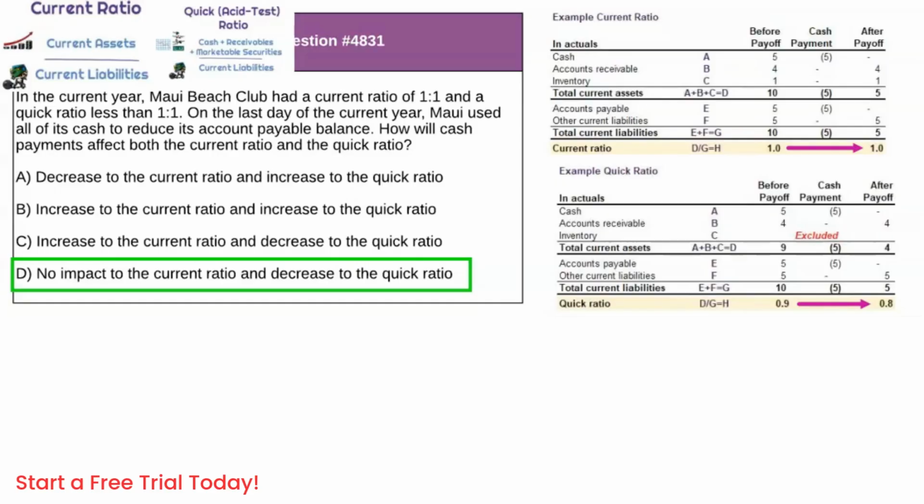Now on the exam, I would be surprised if you had a question that's this difficult, but we prepared for it. We know the ratios, we know the formulas, we know how they work, and we know how movements or transactions can impact the ratios. So you're all set and ready to go.